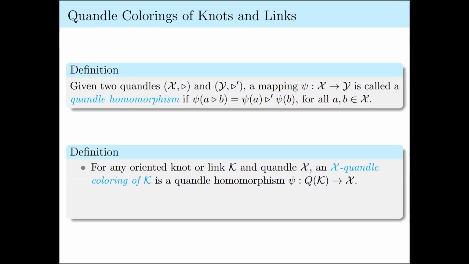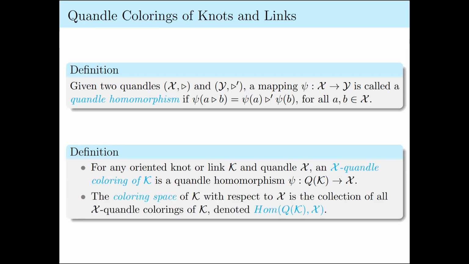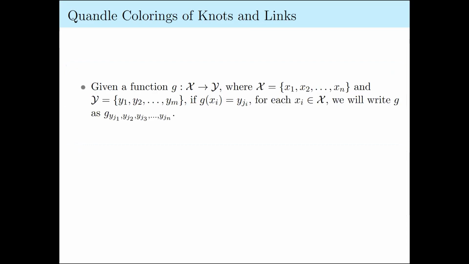With the idea of colorings in mind, we might consider a coloring space, which is simply the collection of all X quandle colorings of K. For notation purposes, if we have a function g going from x to y, where x is a set of little x's and y is a set of little y's, if g maps xi to y_ji, we simply write this in the subscript of g. In this example here, x1 is mapped to y_j1, x2 is mapped to y_j2, and so on. This helps us reduce the amount of relations that we have to keep track of when considering quandles and quandle colorings and quandle coloring quivers.